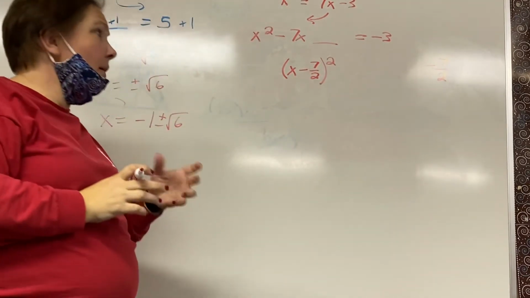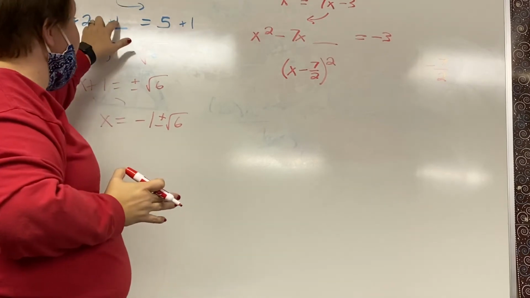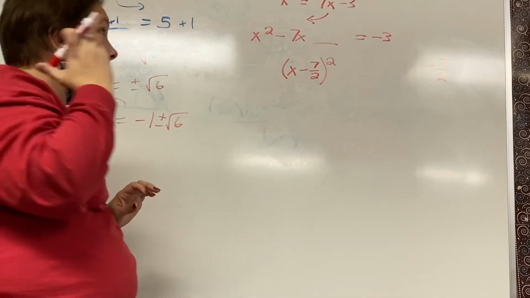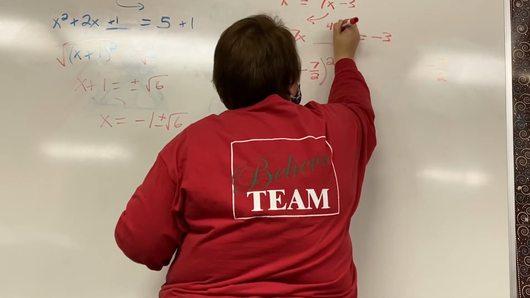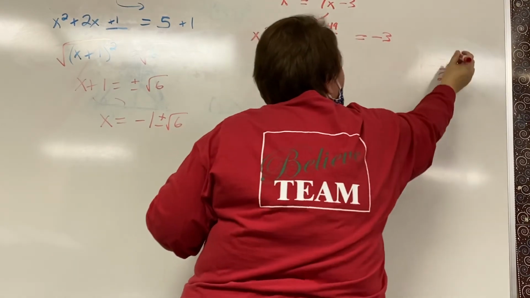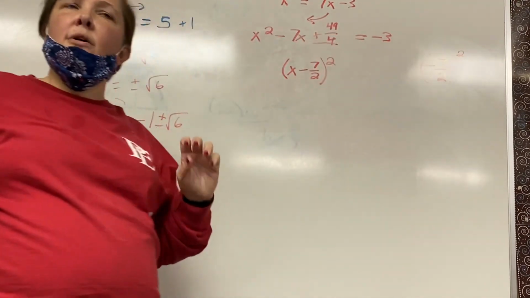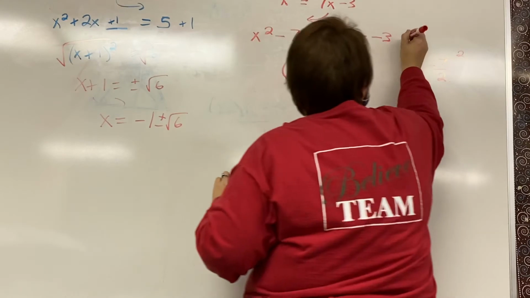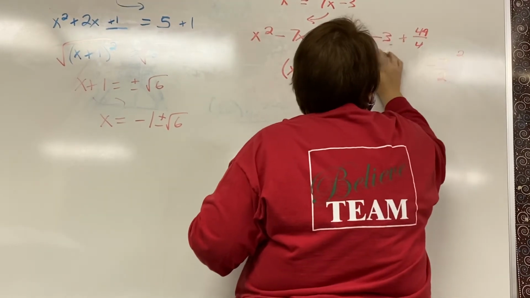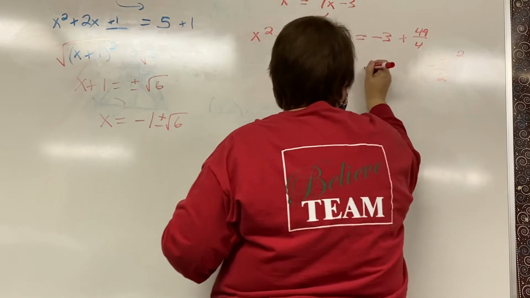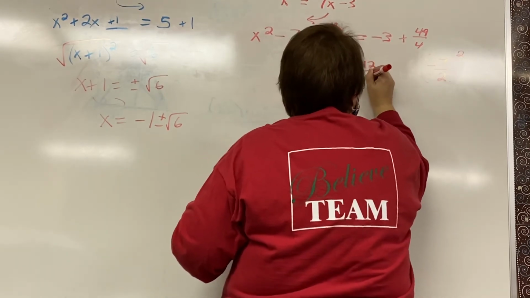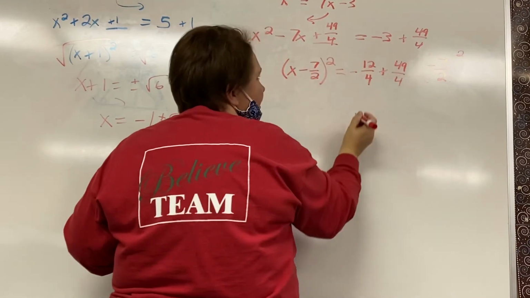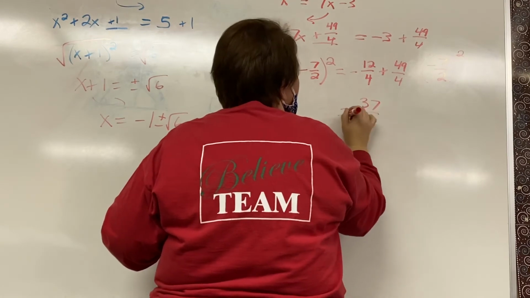Now, we square it on both sides. That's how we end up with this last term. We have to square that. That doesn't sound too fun, huh? So 7 times 7, 49 over 4. And that's always going to be a positive, because whether this is a positive or a negative, when you square a number, it becomes a positive. So then same thing over here, plus 49 over 4. This needs a common denominator, so that's going to be negative 12 over 4 plus 49 over 4. Put those together and you get 37 over 4.